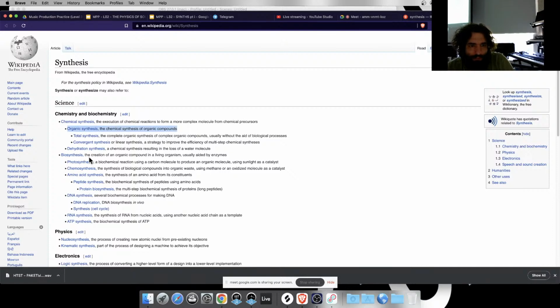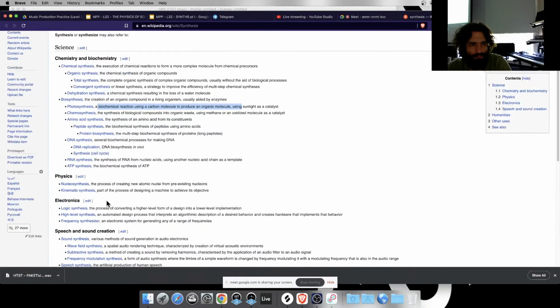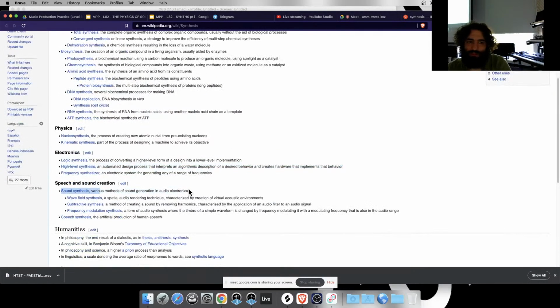Let me see, like photosynthesis, a biochemical reaction using carbon molecule to produce an organic molecule. So there's always components and a more complex result, you know. Electronics, look, logic synthesis, the process of converting a higher level form of a design into a lower level implementation. You get the point. Sound synthesis, various methods of sound generation in audio electronics.